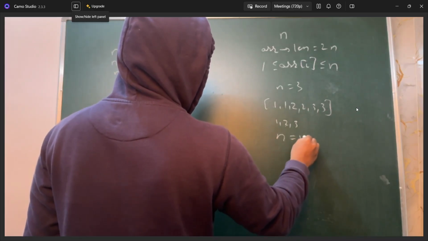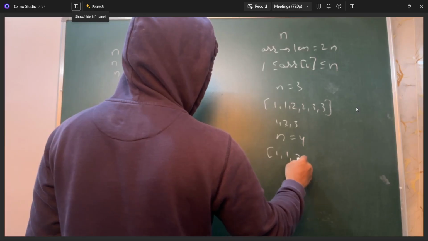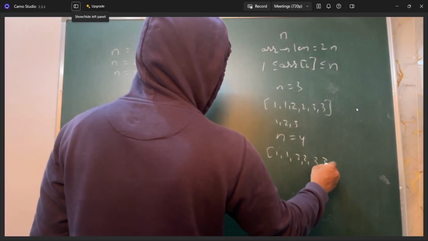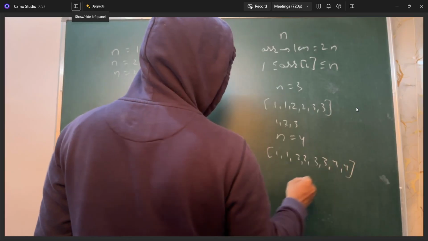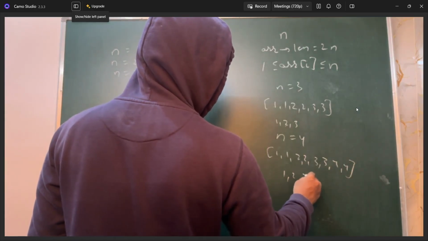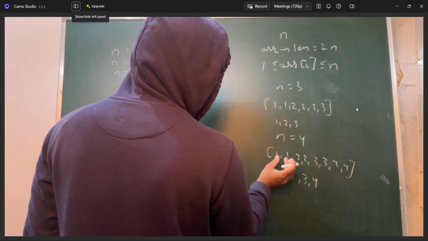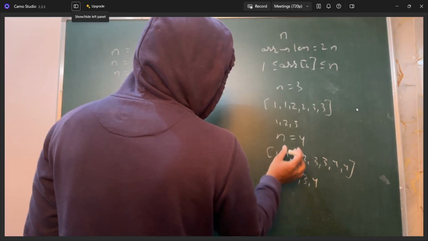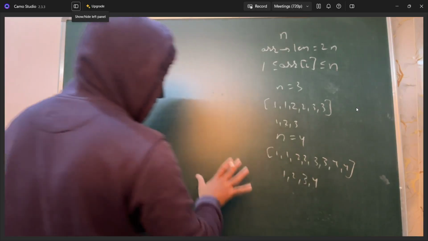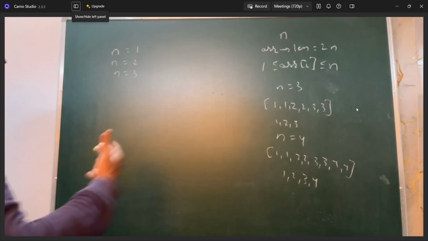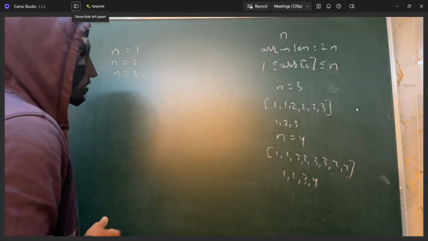Similarly, n equal to 4 we'll also deal with. For n equal to 4 your elements will be 1 comma 2 comma 3 comma 4, and these 4 elements have to occur in your array twice, and since n is 4, your array length will be 8. So I think this is clear. Now the main problem in the question is this.